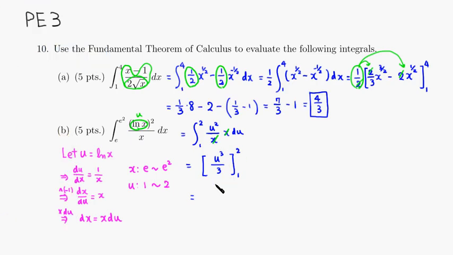Plug in 2, you get 2 cubed is 8 over 3, minus plugging in 1, 1 cubed is 1 over 3, which is equal to 7 over 3. That's that. Alright, that's it. I hope that this was clear.